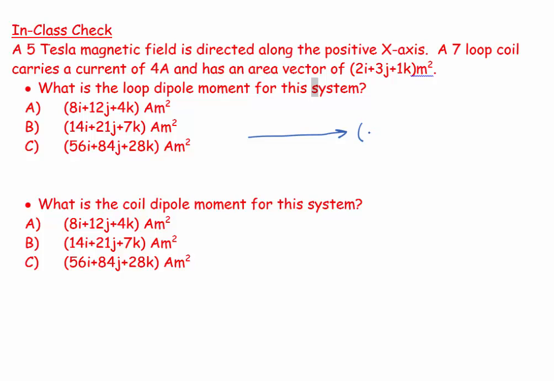x-axis. So this would be plus 5I, because it's got 5 units in the x-axis, and plus 0J because there's nothing in the y-axis, plus 0K because there's nothing in the z-axis. And that's going to be Teslas. And the next thing we need to do is look at our area vector. And our area vector is in that direction.